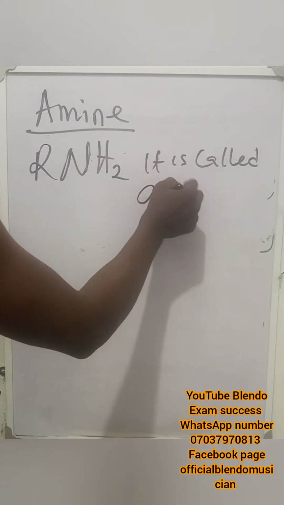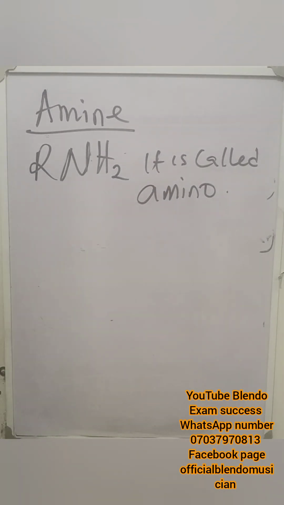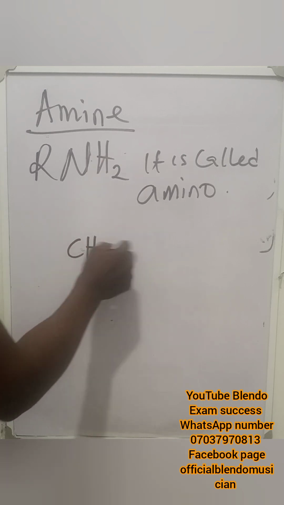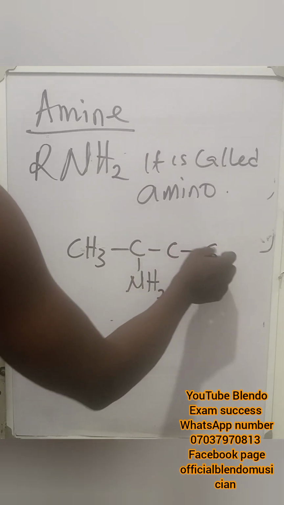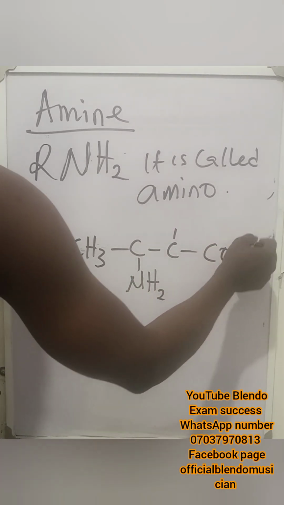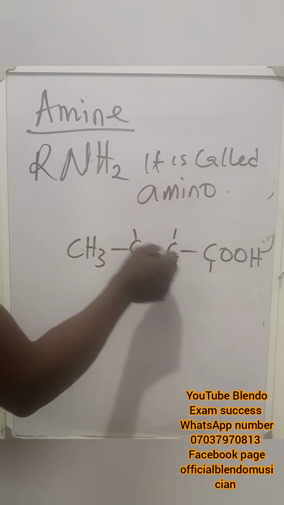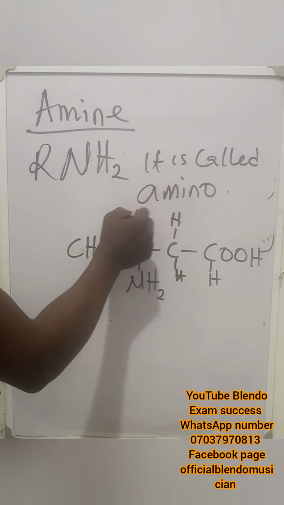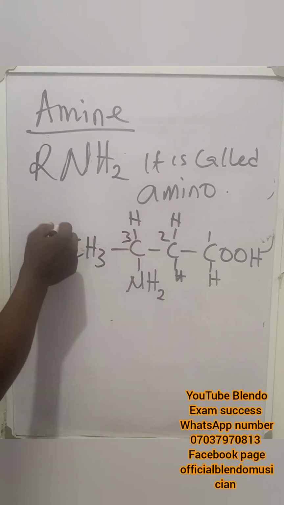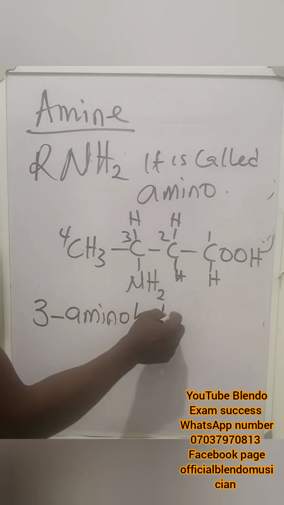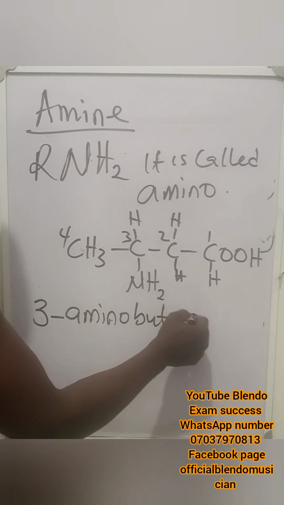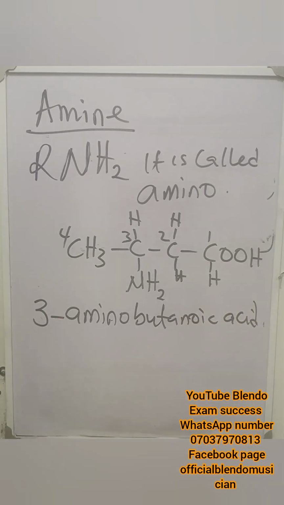Now, let's look at amine. It has the formula of RNH2. It is called amino. So, when you find amino in a compound, it can be named accordingly. When a functional group is there, like COOH, just like the example we have now, we name the amino first, 3-amino, okay? Then butanoic acid. You can also say 3-aminobutan-1-oic acid.